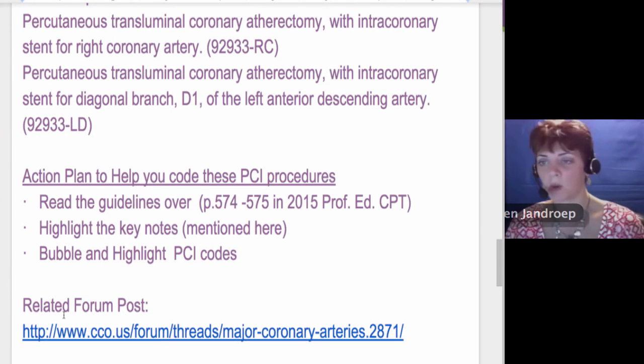Okay, so just an action plan to get more up to speed on this. This particular question, I could probably spend an hour on it. This could be a content webinar that we could do if you're interested. So read the guidelines on page 574 to 575. It's a whole page of guidelines. And then highlight the keynotes the way I showed you that I did in my book, and bubble and highlight those codes and make some little cheater notes.